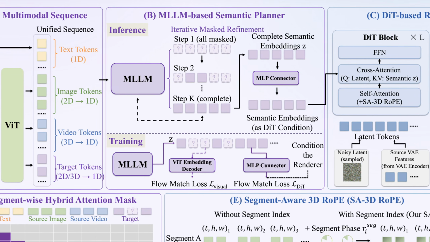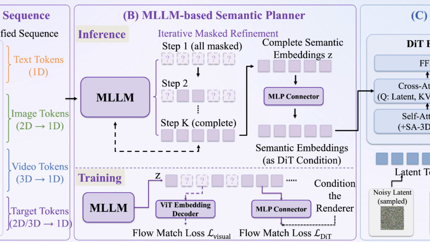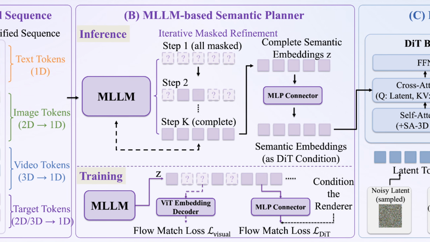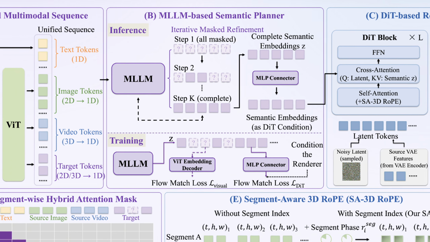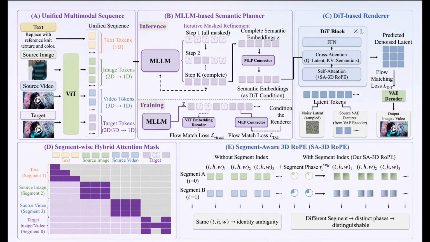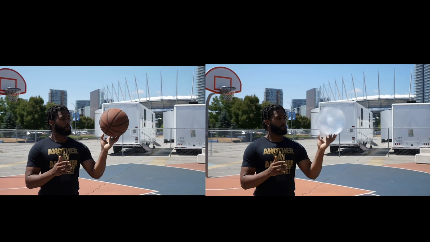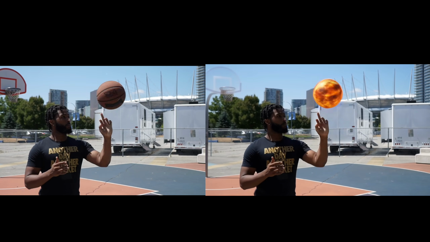Here's a diagram of the architecture, and you'll see that whole box B is ignored in the implementation we're going to use. The missing component is the planner, which should make the results even more refined, and there is indication that the code for that will be released soon. But in the meantime, I will walk you step by step on how I was able to get these results.